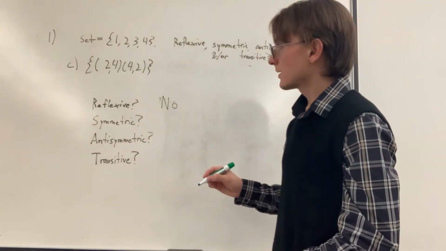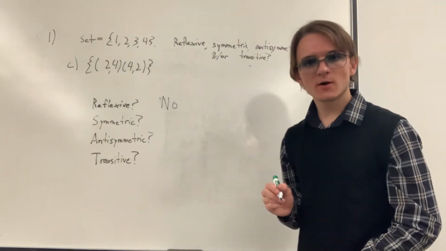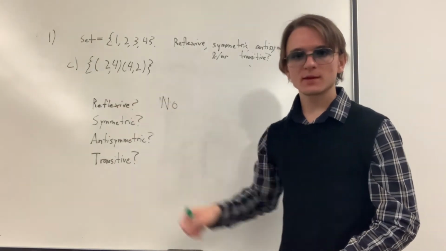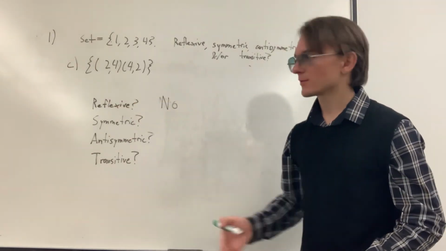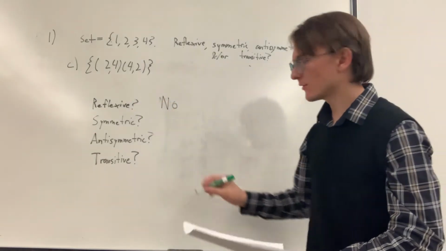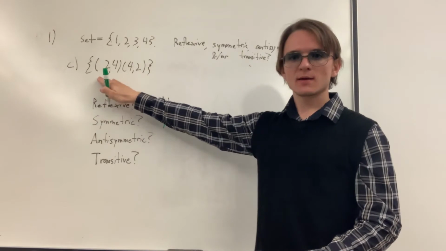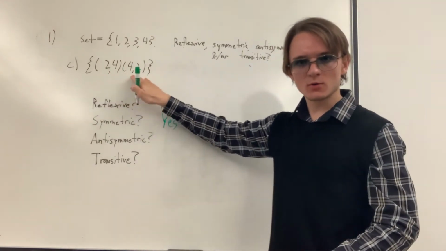Symmetric? Yes, because there are no symmetric pairs to test other than 2, 4. And 2, 4 checks out. It has a 4, 2. So therefore, yes, it is symmetric because all the cases which we must test symmetry on hold.